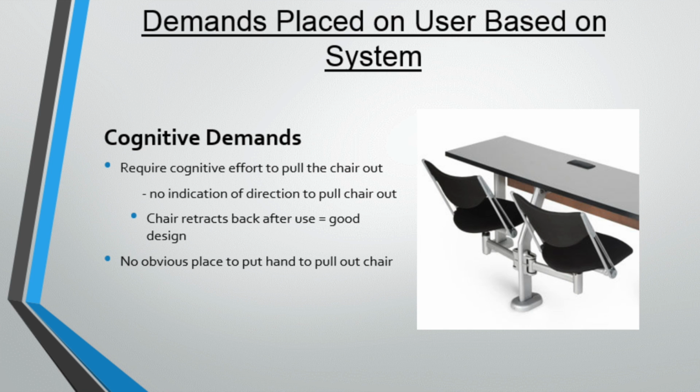The main cognitive demands are that it requires cognitive effort to pull the chair out, since there is no indication of the direction to pull the chair out. The chair retracts back after use, lessening physical effort needed to displace the chair. However, there is no obvious place to put the hand to pull out the chair, increasing cognitive effort.